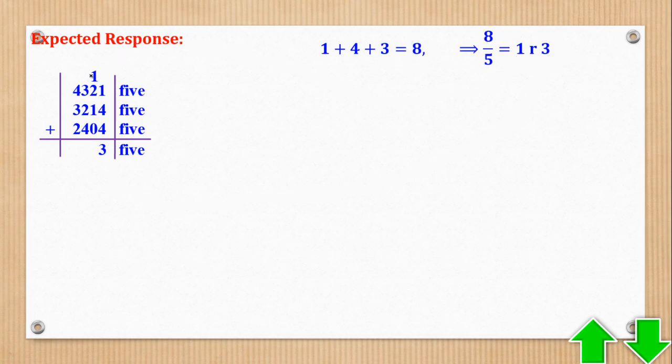Then we go to the next. Now 1 plus 1 plus 1 is 3, 3 plus 1 is 4, 4 plus 0 is 4. 4 can be written in base 5, so our work is to just write the 4 as it is.